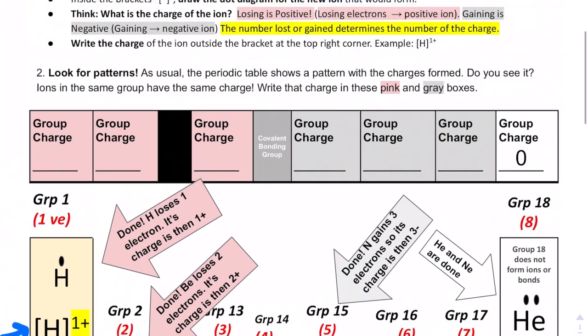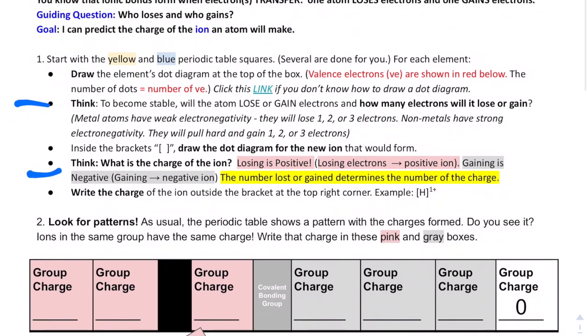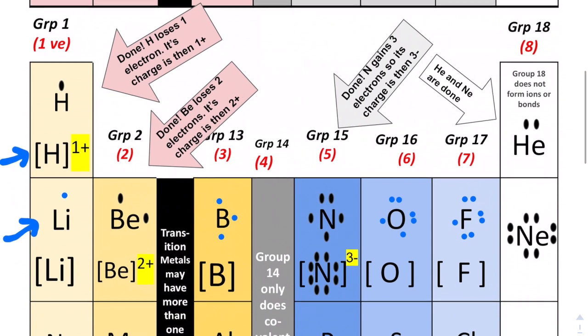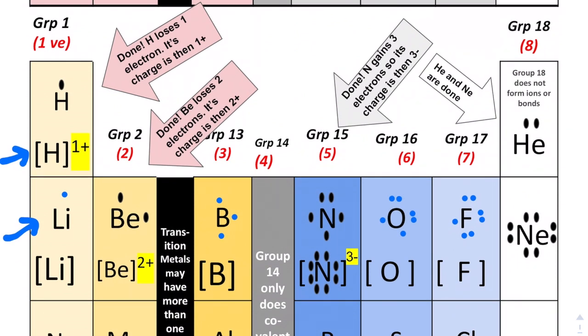Let's look at the step above that says, think, what is the charge of the ion? Losing is positive, gaining is negative. The number lost or gained determines the number of the charge. So losing is positive, and it lost 1, so the charge is 1 plus.